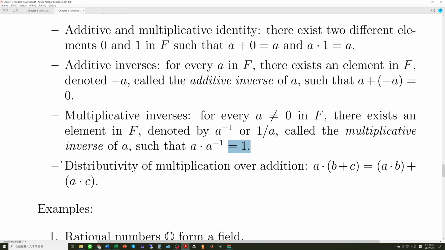Okay, the sixth field axiom is distributivity of multiplication over addition. Okay, it says that a dot (b plus c) is equal to (a dot b) plus (a dot c). Okay, please note that I did not say the priority of the multiplication is higher than the priority of the addition. So we need to use parentheses here.